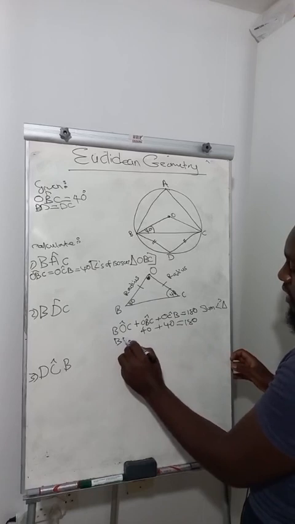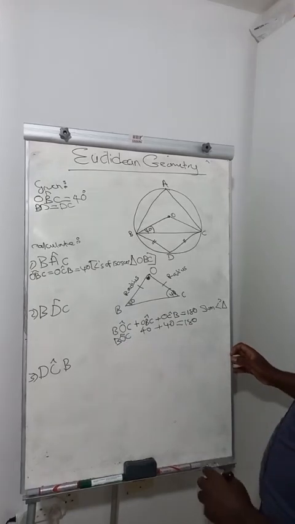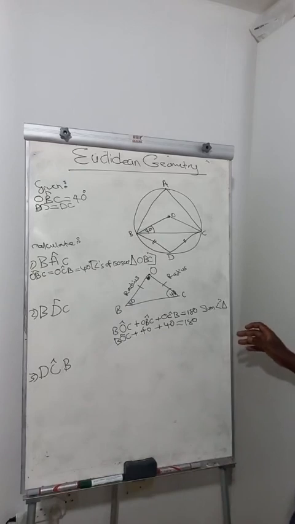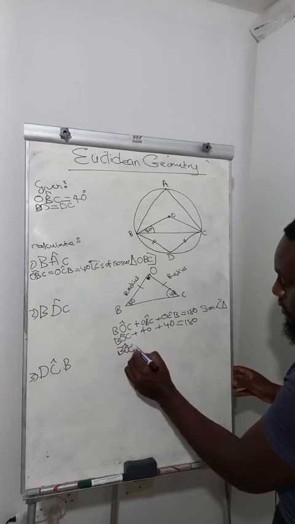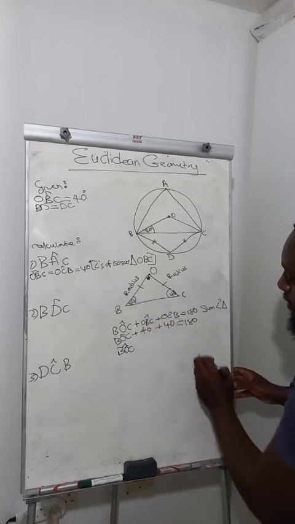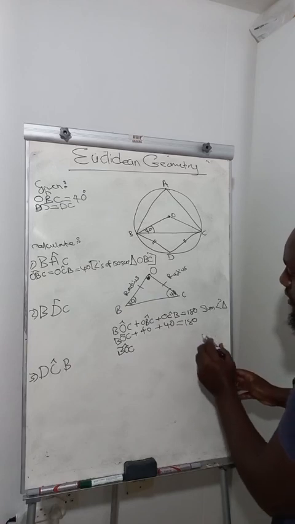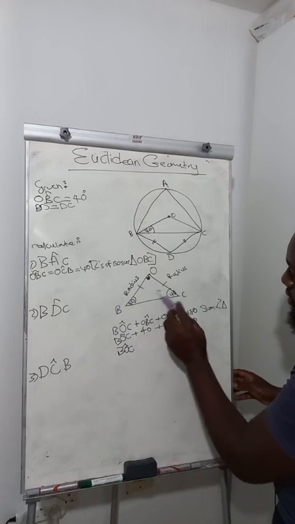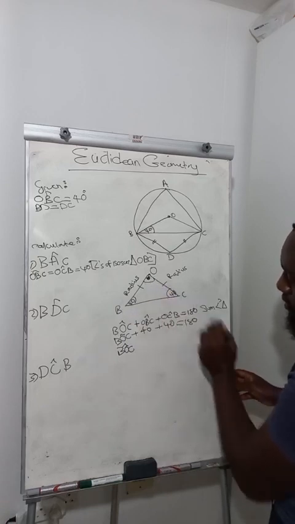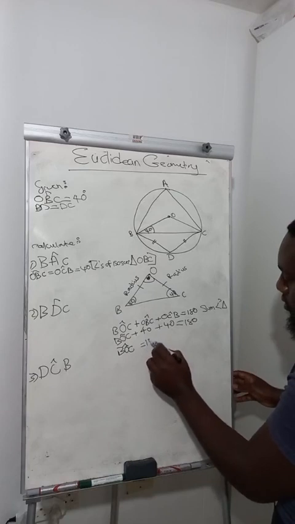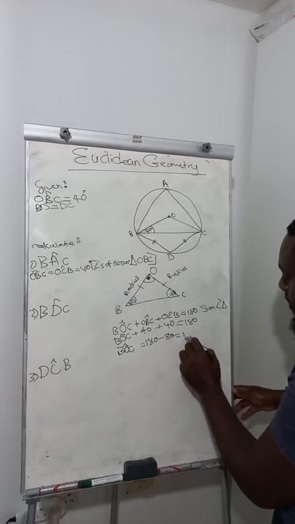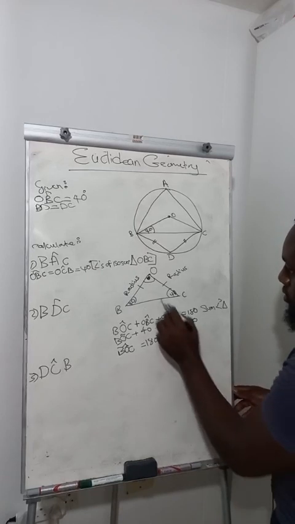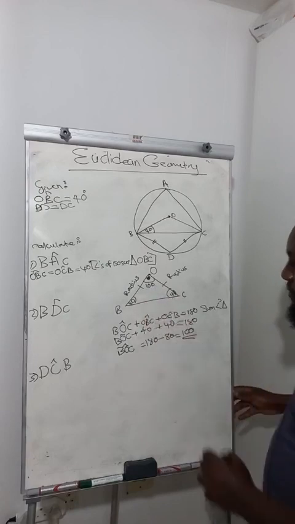This will still be BOC, plus here. Do you see now that BOC? BOC is this one, guys, and then OBC, OBC. BOC is this one. And then this will just give you 180 minus 80, which gives you 100. So it means this here is 100.